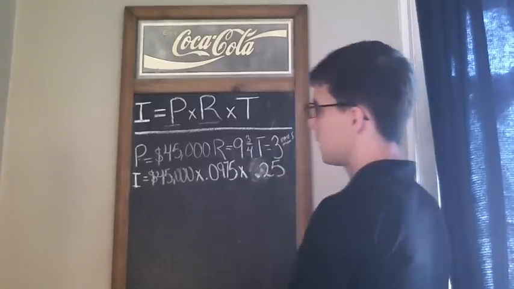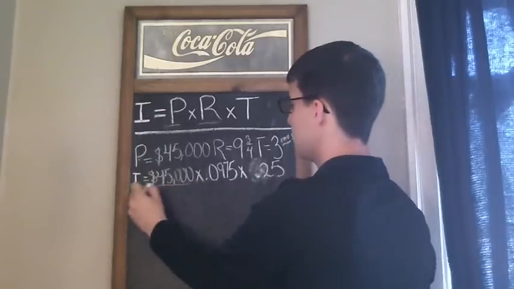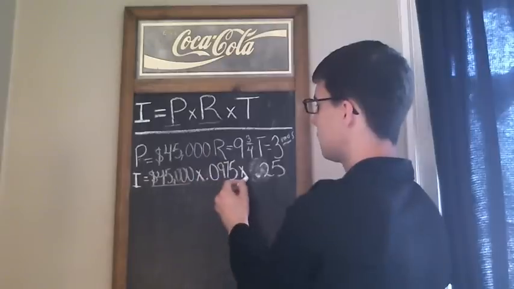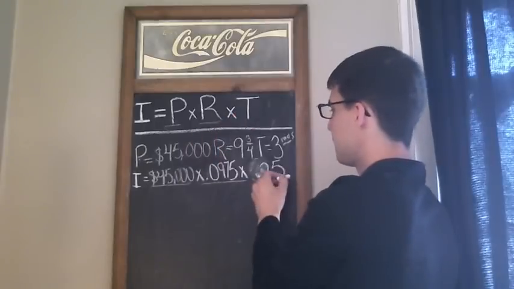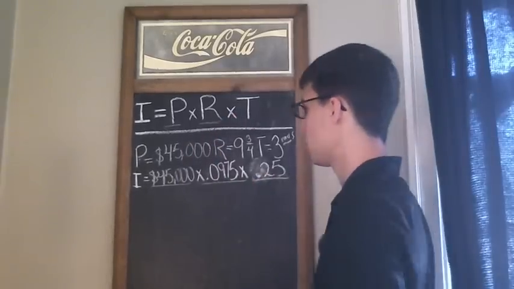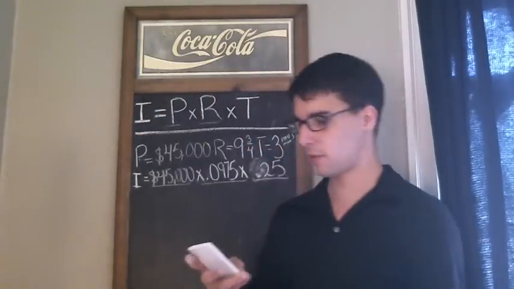So now everything is all set up nicely. We have our principal of 45,000, our rate of 0.0975, and our time 0.25, or a quarter of a year. So let's put that into our calculator.